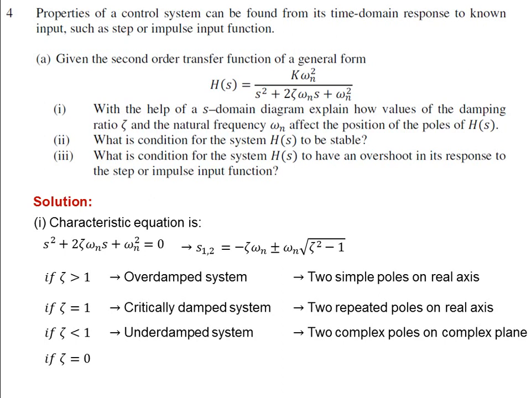And if the damping ratio is 0, this part will be 0, and we have just the imaginary part. Such a system is called an undamped system, and for such a system we have two poles on the imaginary axis.